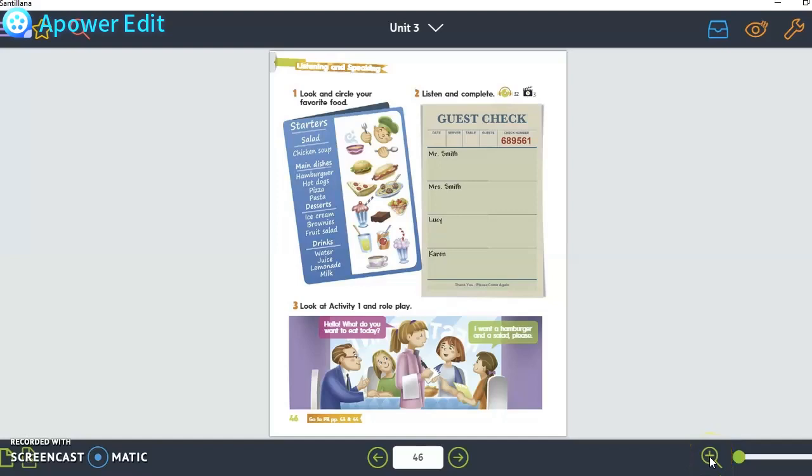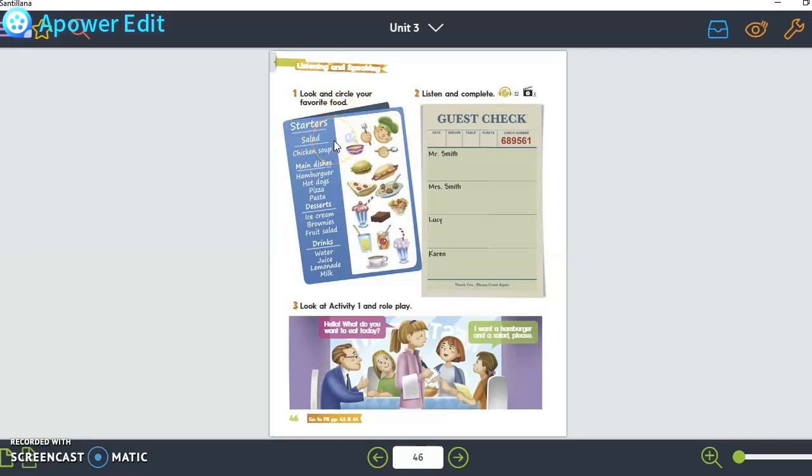Well, we are gonna continue with our student book. Today we are gonna finish pages 46 and 47, and they are related with our unit number 3, the unit review. What we have here, listening and speaking, it says, look and circle your favorite food.